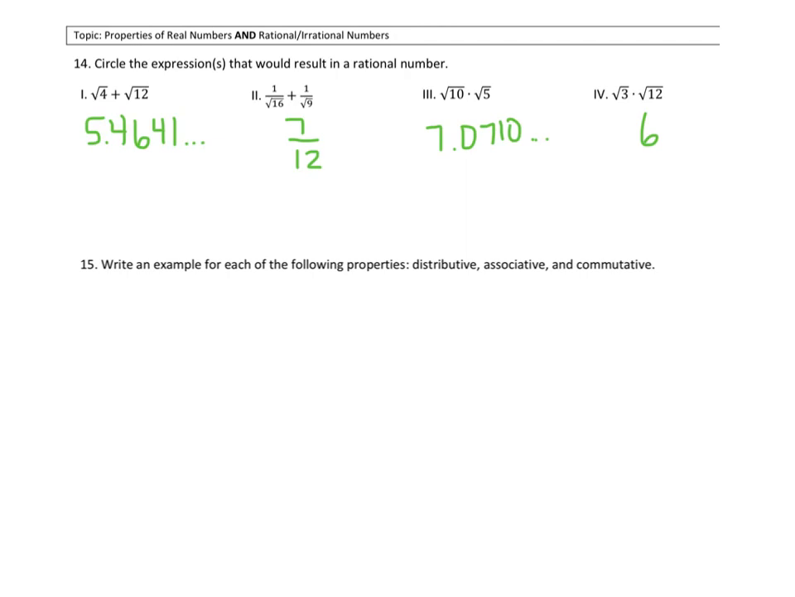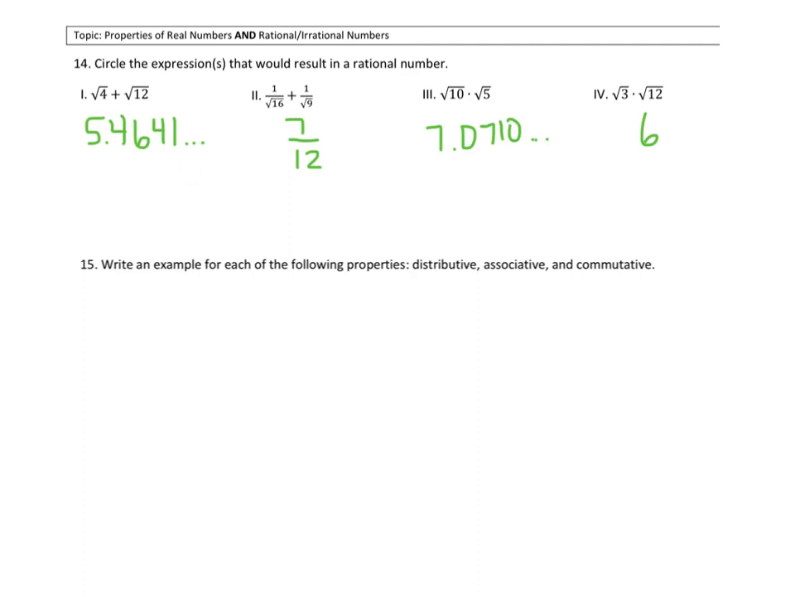If you didn't match, I would just be careful when you're entering in, for example, root 4 plus the square root of 12. Make sure that after you type in the square root of 4, you use your right arrow to get out of the radical, then type in your plus sign, then type in the square root symbol again, and then the 12. Then hit enter.